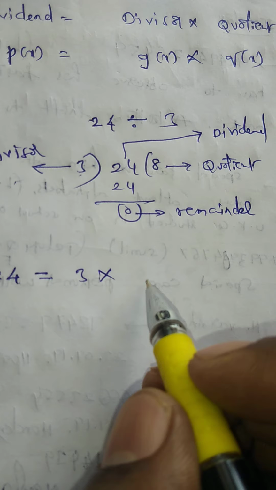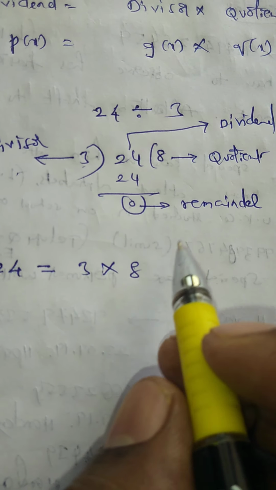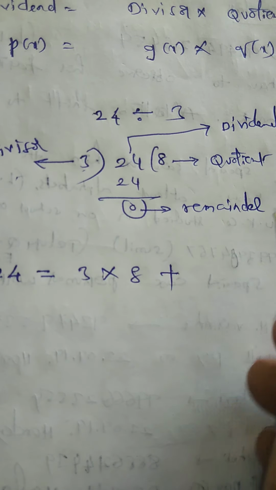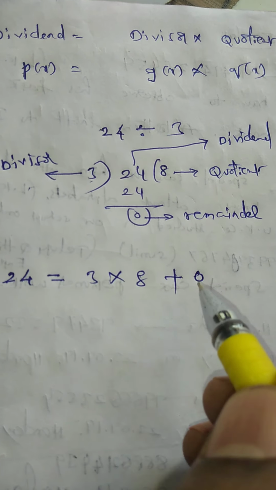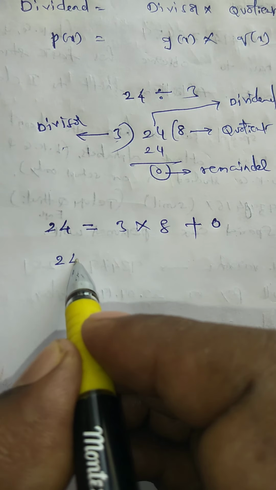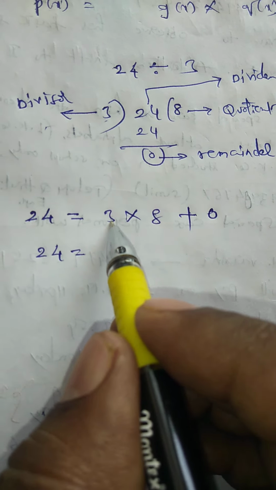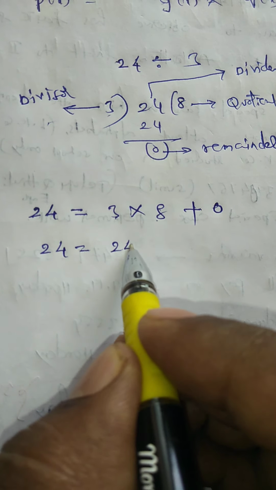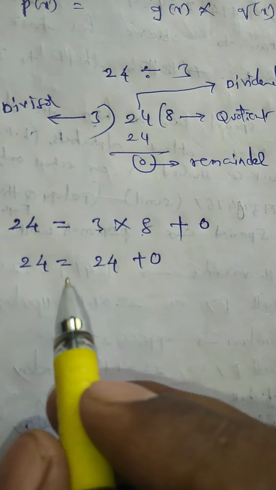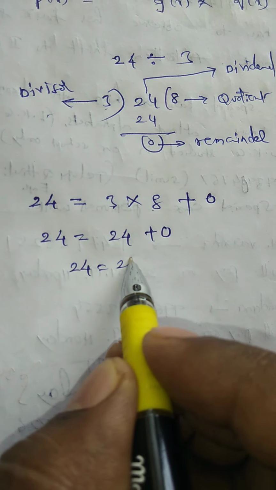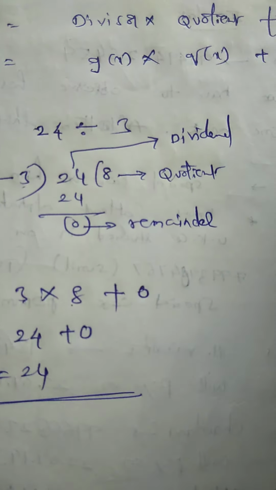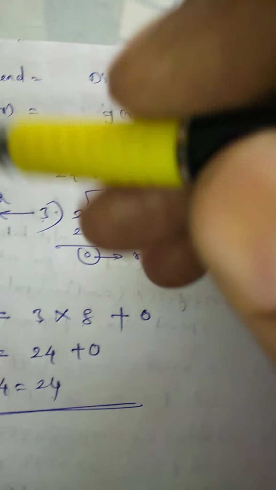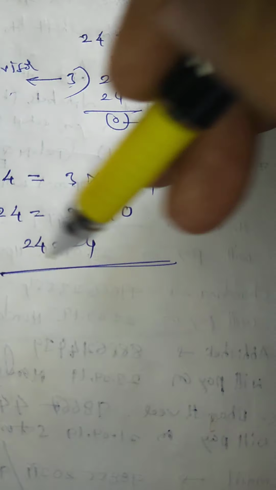How much did we get in the division? 8 plus remainder, we got 0. Once we have to check: 24 is equal to 3 into 8, 24 plus 0, 24 is equal to 24. Yes, we got it. After substituting these values in the above formula, we got these two are equal.